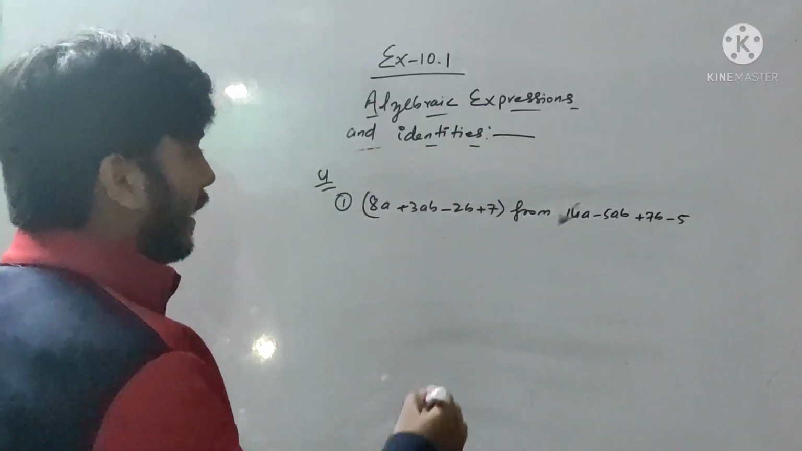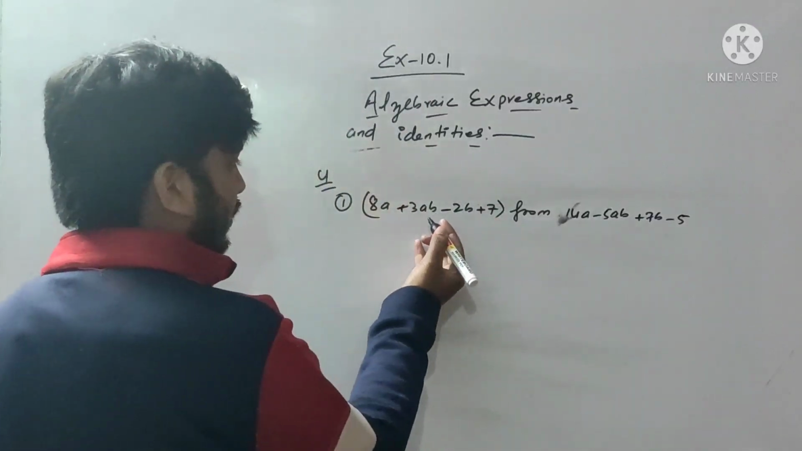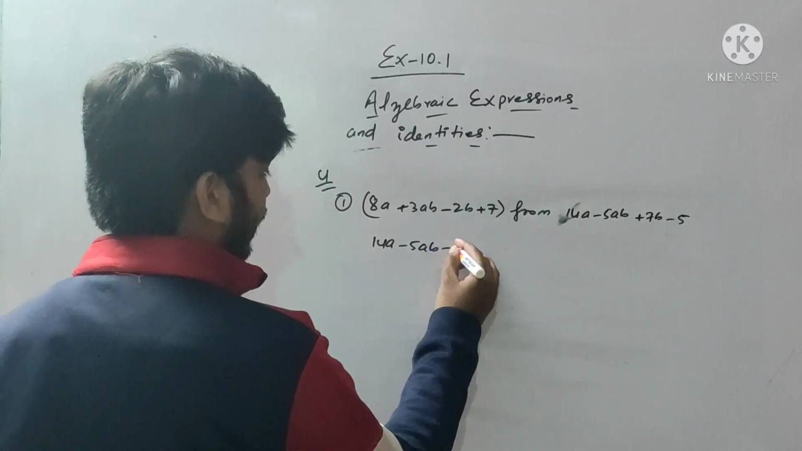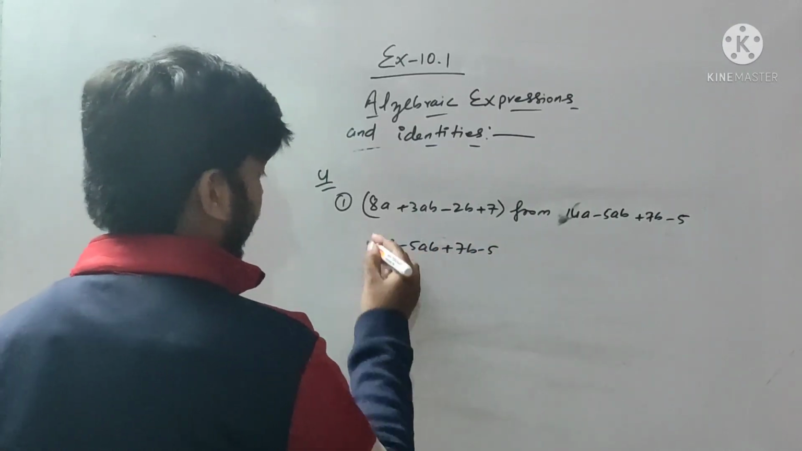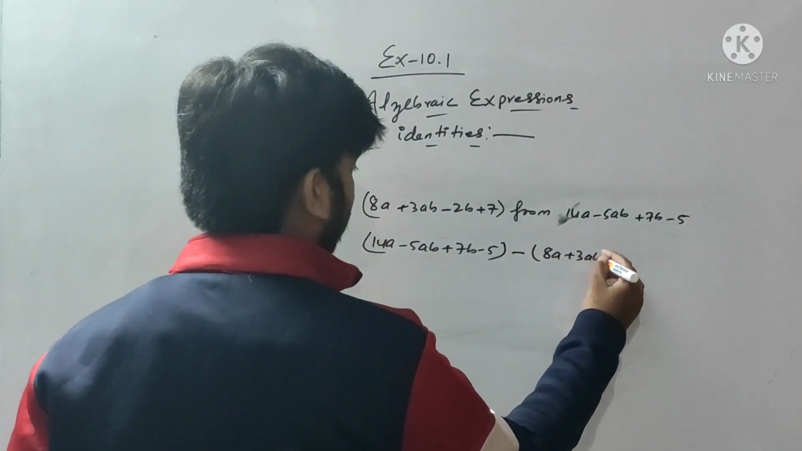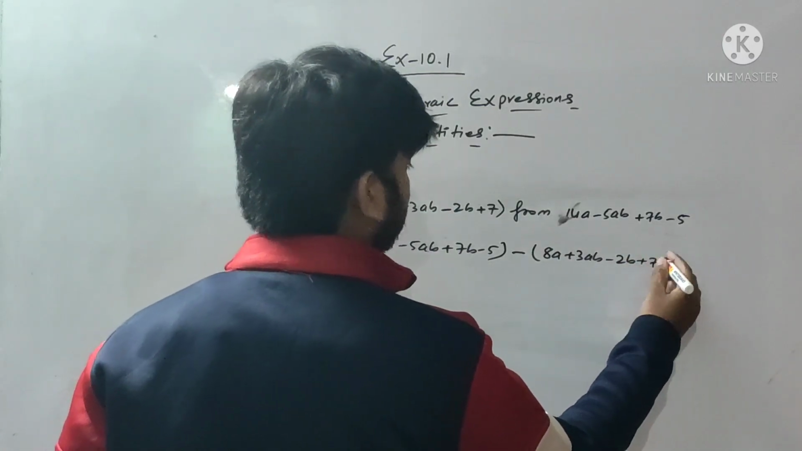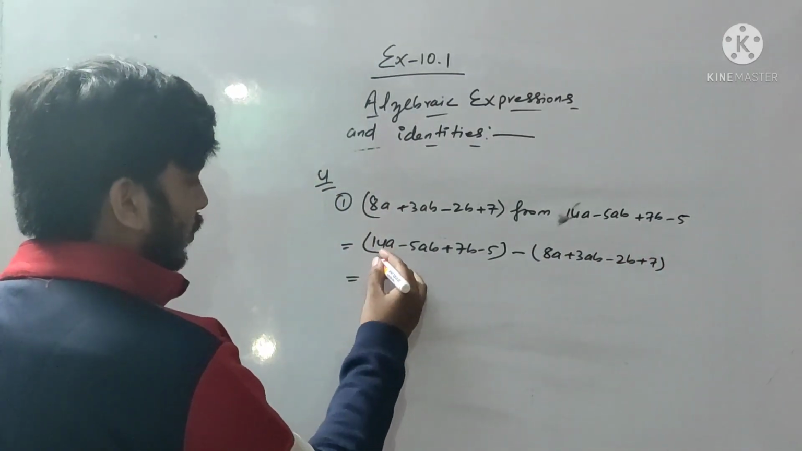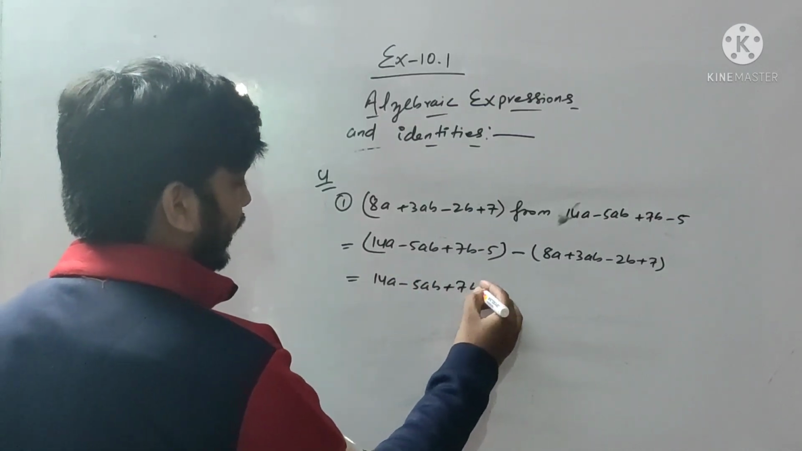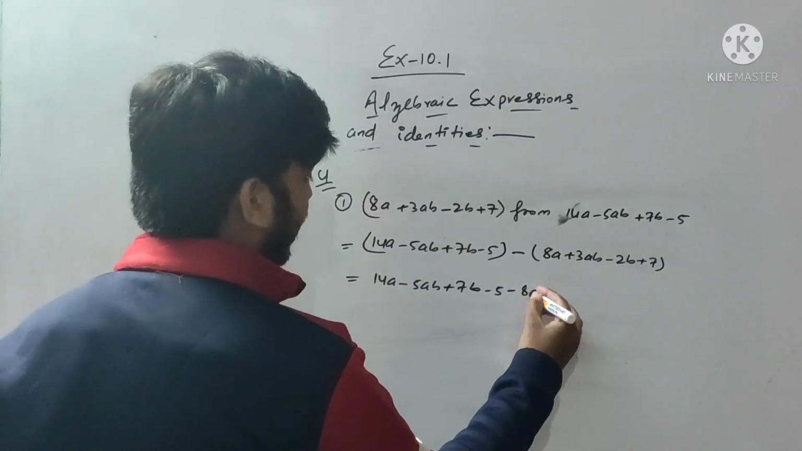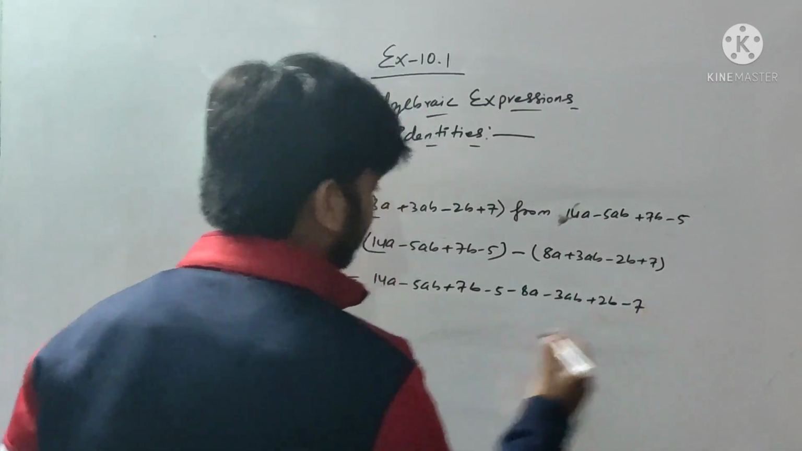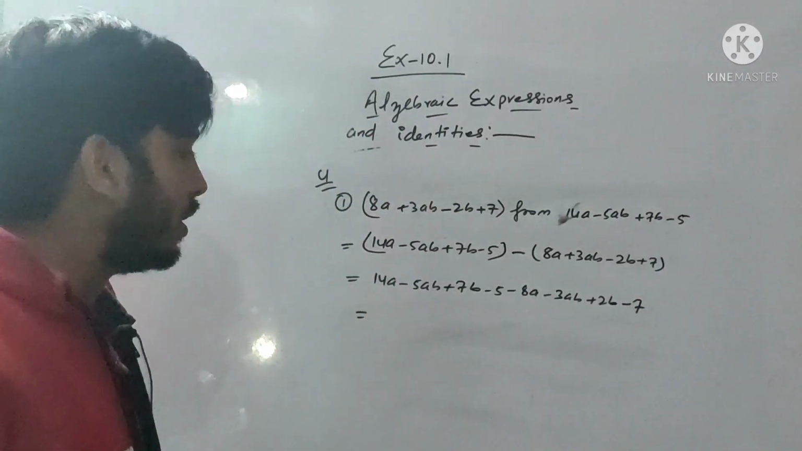Okay, so first of all we have to write this one first and this minus then this. So here 14a minus 5ab plus 7b minus 5 minus 8a plus 3ab minus 2b plus 7. Okay, so we will do the calculation. 14a minus 5ab plus 7b minus 5 minus 8a minus 3ab plus 2b minus 7. So all my dear students, we have to find out the like terms first.